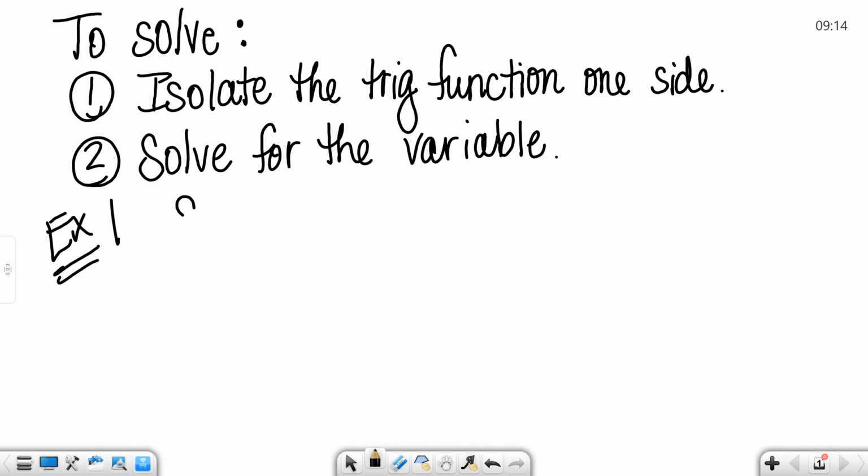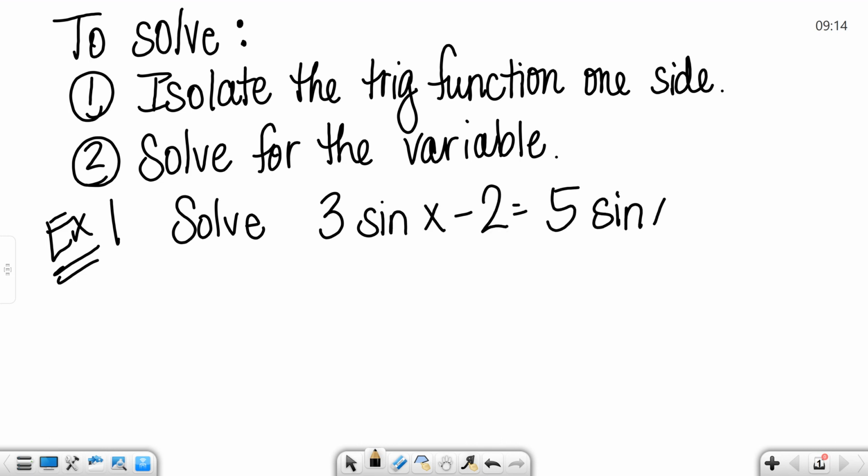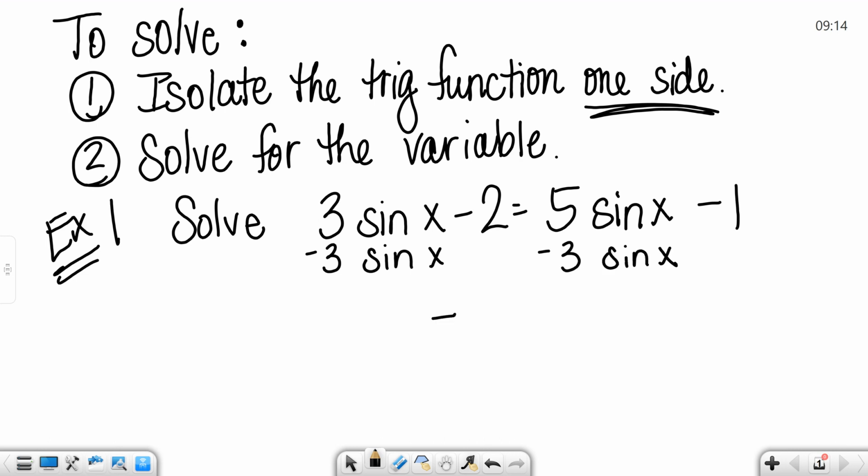All right, so let's try solve 3 sine of x minus 2 equals 5 sine of x minus 1. So we need to isolate the trig function. There is a trig function on both sides of my equation, and so I don't want to do that. I only want it to be on one side of the equation. All right? So I am going to subtract 3 sine of x from both sides. That leaves me with negative 2 is 2 sine of x minus 1.